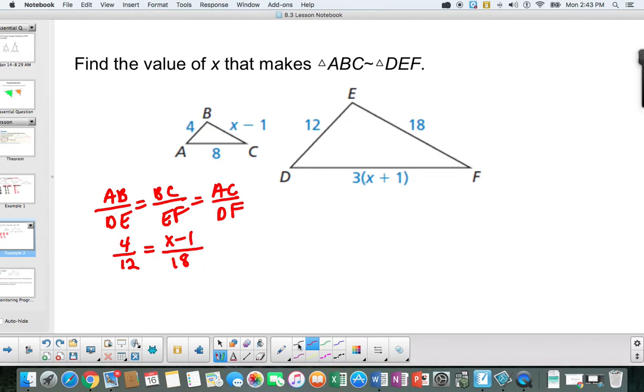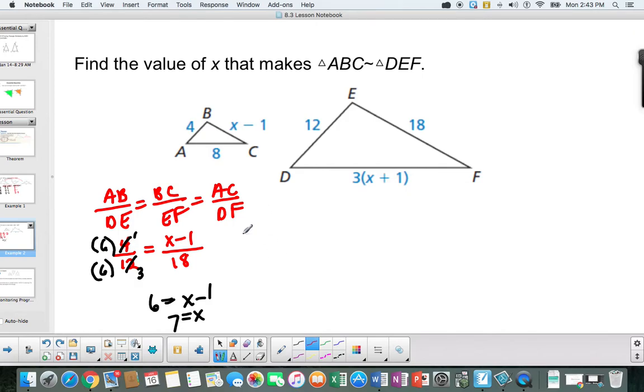Now, before I cross multiply, I'm going to reduce. So this is going to be 1/3, which means in order to get to 18, I've got to multiply the denominator by 6, which means I've got to multiply the numerator by 6. So I know that 6 is equal to x minus 1. And so x is equal to 7.